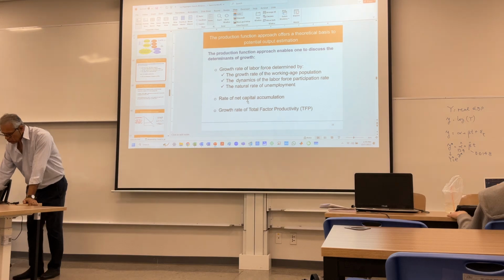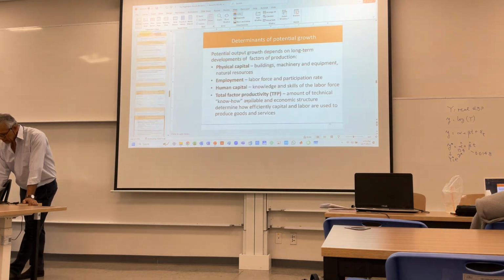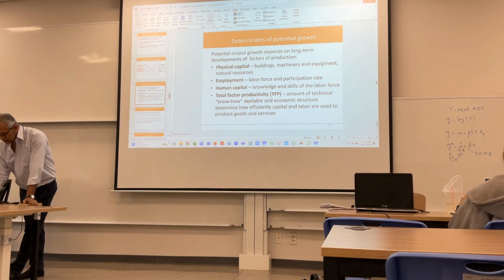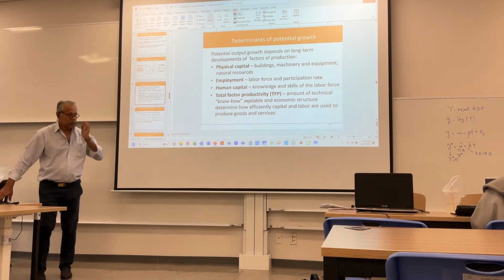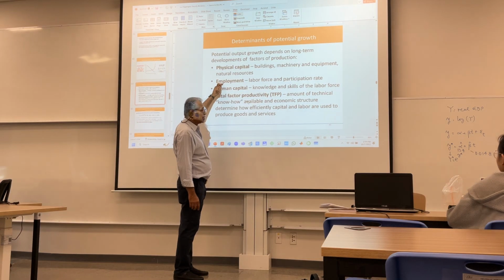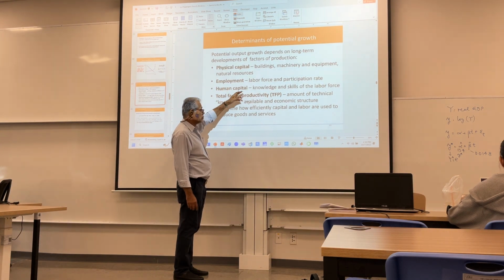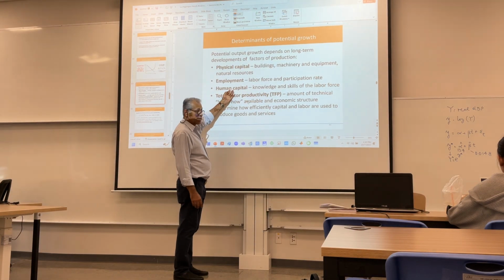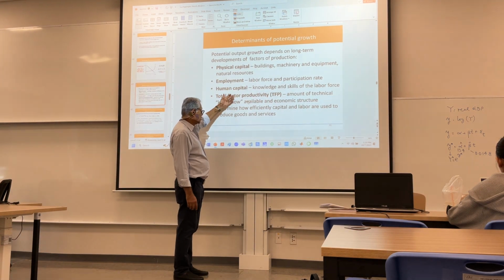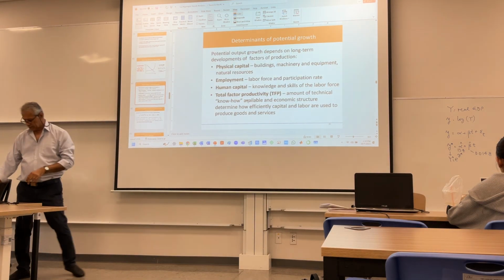I won't go through all of these slides one by one, but this is something that we've seen before. So this is the K, this is the L, this is the same number of people if they are more educated, have more knowledge and more skills, and can contribute more to output. And then finally we have total factor productivity.